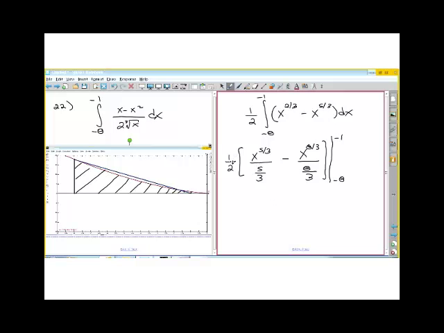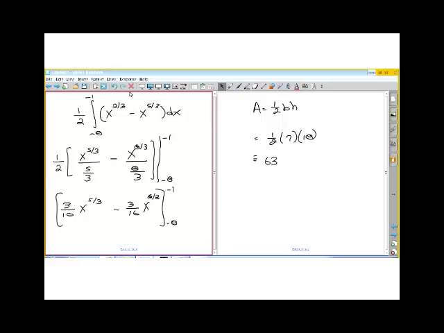Okay, let's just multiply these out and simplify. You're going to have a half. Take the reciprocal of 5/3, which is 3/5. So 3/5 times 1/2 is 3/10. So we get 3/10 x to the 5/3, and likewise take the reciprocal of 8/3, and you'll have 3/16 times x to the 8/3, all between -8 and -1.